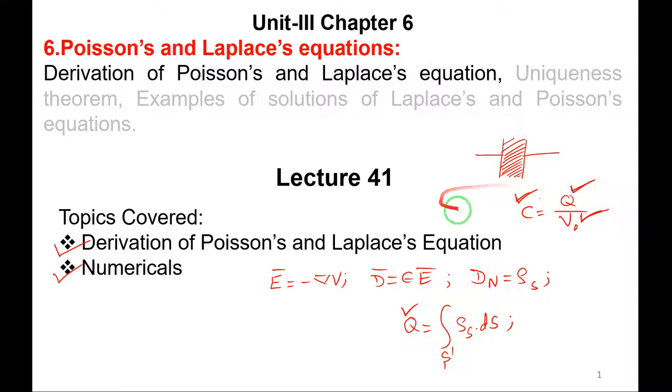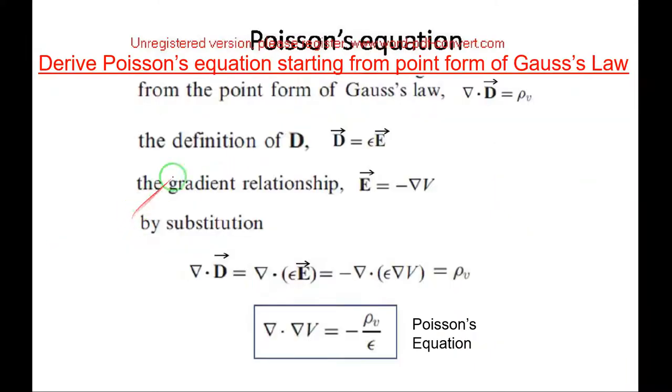Before proceeding with all these steps, this will come under examples of solutions of Laplace and Poisson's equation, whatever I have listed here. But we will not be seeing that, I have just given the hint. So we will see what Poisson's and Laplace equations are, and try to derive them. First, derive the Poisson's equation starting from the point form of Gauss law. The question can be reframed: derive the Laplace equation. Instead of Poisson's equation, we can ask for Laplace equation also. Derive the Laplace equation starting from the point form of Gauss law.